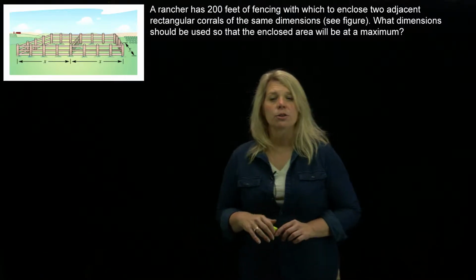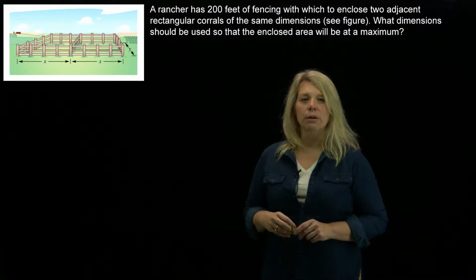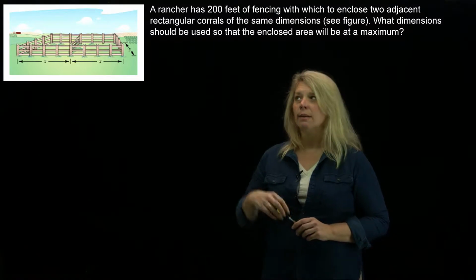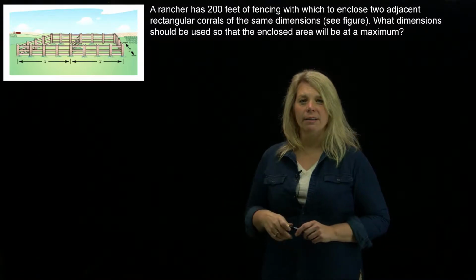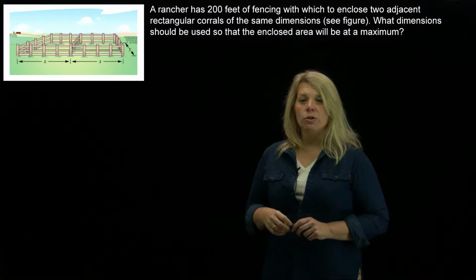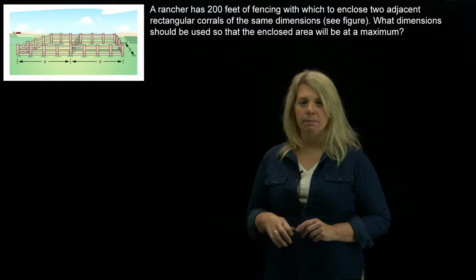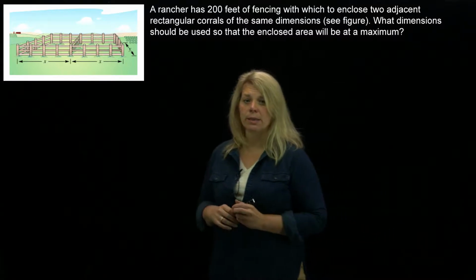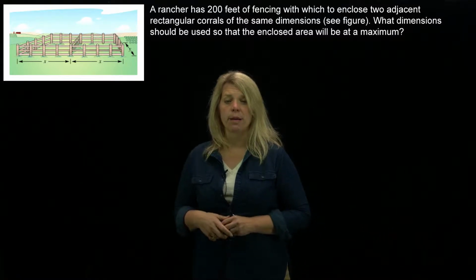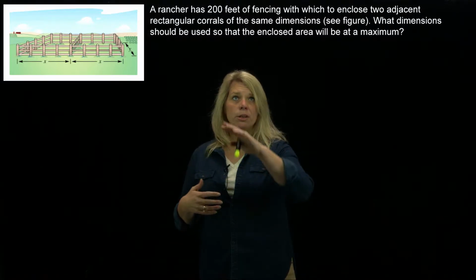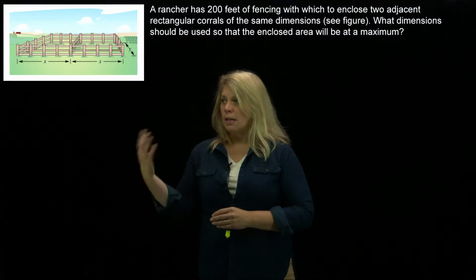A rancher has 200 feet of fencing with which to enclose 2 adjacent rectangular corrals of the same dimensions. Helpfully, we have a figure here on this one. What dimension should be used so that the enclosed area will be at a maximum? All right, so that maximum is what points out that we're doing an optimization problem here as opposed to one of the other kinds of word problems that we've been doing. All right, so read the problem. If needed, draw a picture.